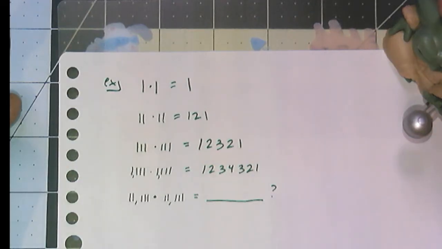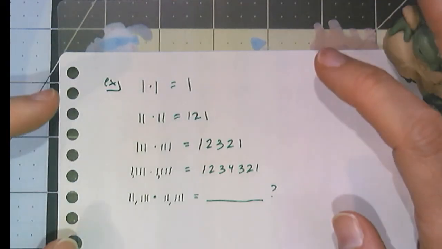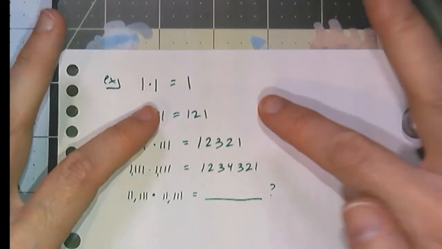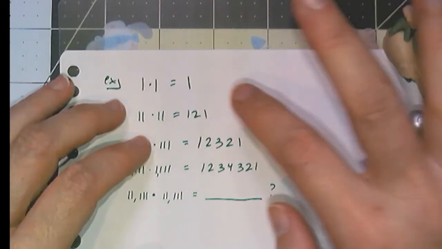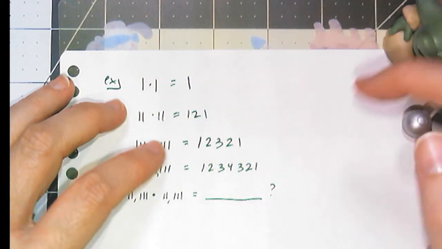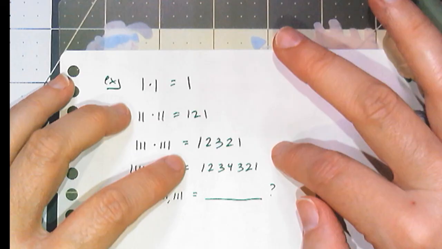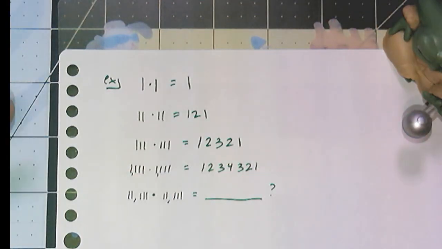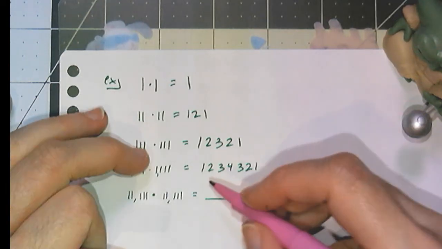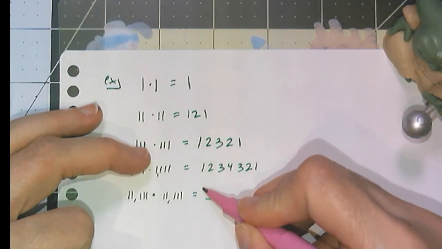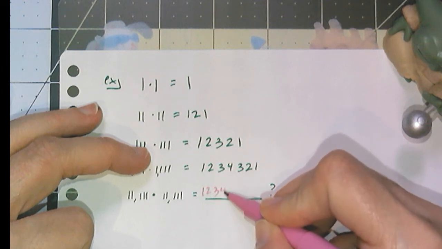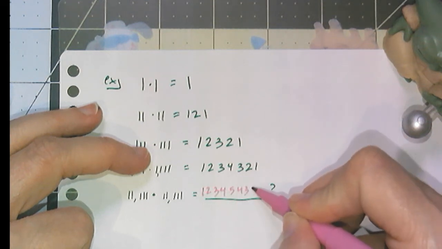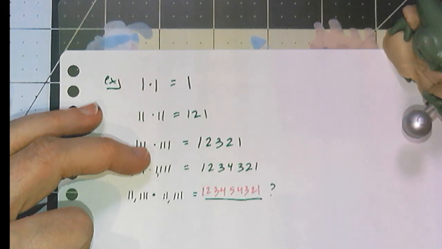Well, I could get out a calculator, but I don't have one, and I really can't use one in geometry. So what am I going to do? Well, I'm going to look at the pattern of these answers. It's a 1, a 1, 2, 1. Then a 1, 2, 3, 2, 1. And then a 1, 2, 3, 4, 3, 2, 1. So I'm going to use this pattern that I observe, and I'm going to think, well, if the pattern holds, then this should be my answer, right?